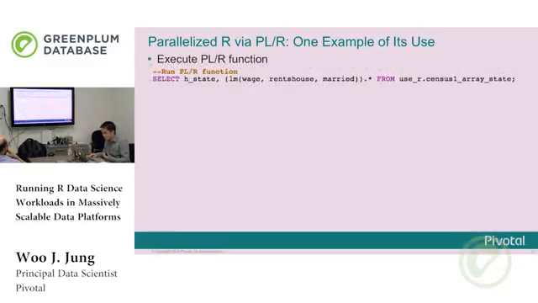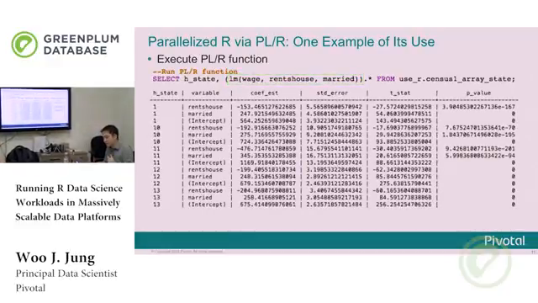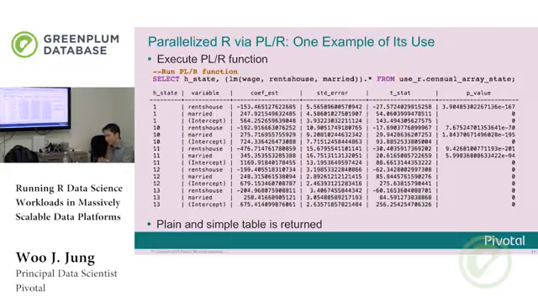And we're going to execute it now. Again, this LM function is the same function that we've just defined in the previous slide. And here again, you get back a plain and simple table containing the variable names, the state, and corresponding regression summary statistics for each tuple.